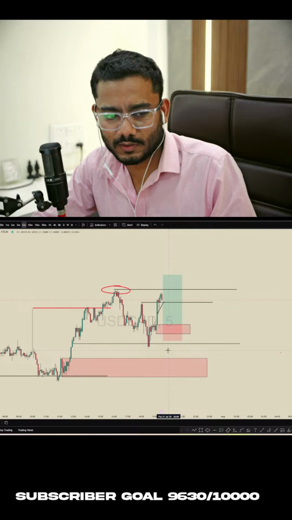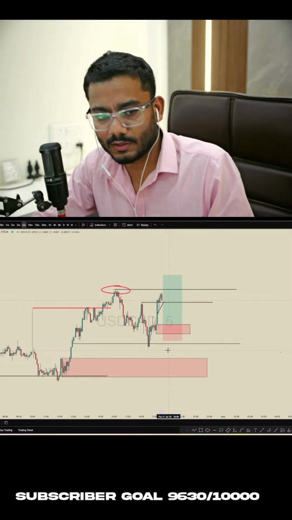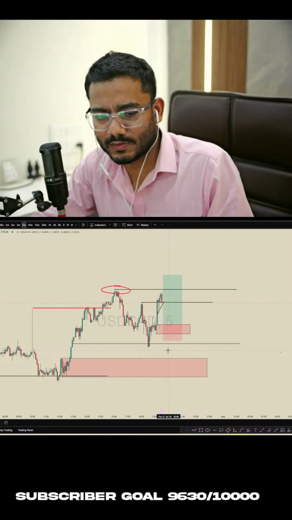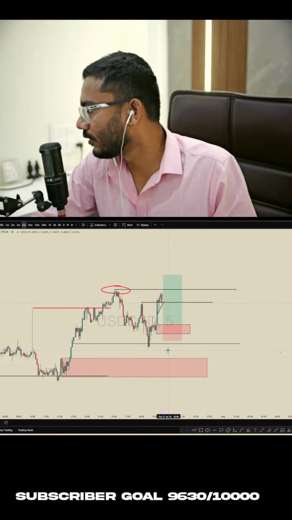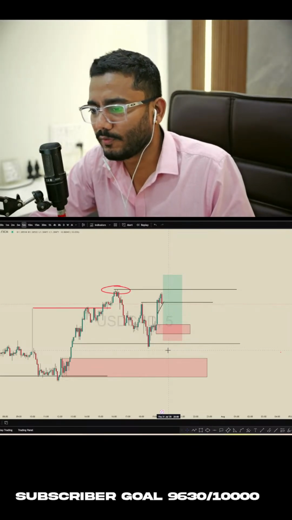Because you understand the logic behind it, like I explain the logic behind every trade, everything. Because in the beginning, when I started learning SMC, I used to struggle with that only. Like, why is price going in a certain direction, and why is it taking liquidity, and why are liquidity sweeps happening.